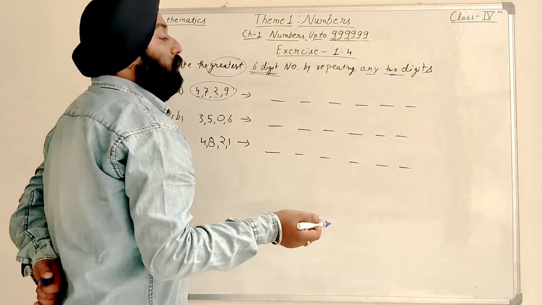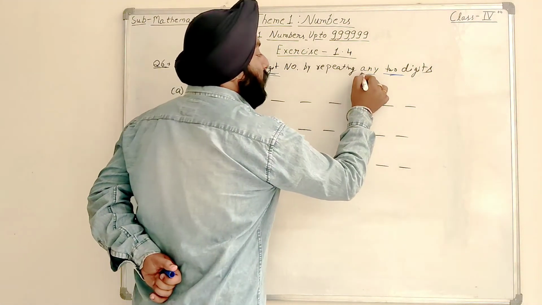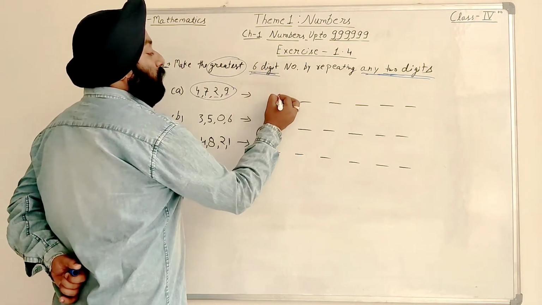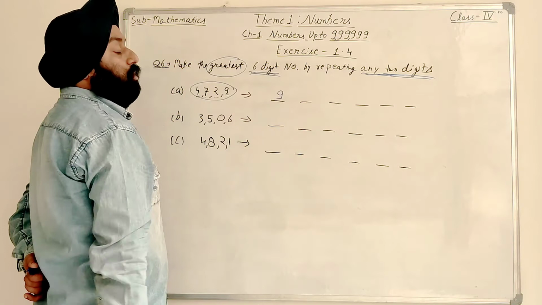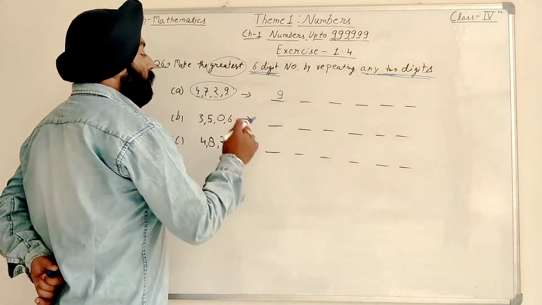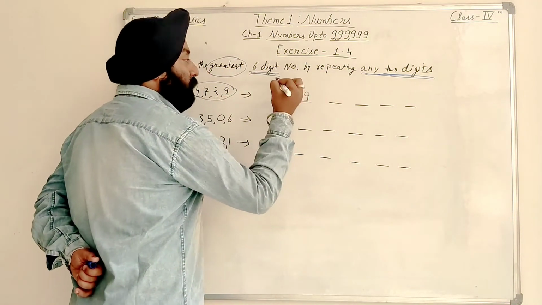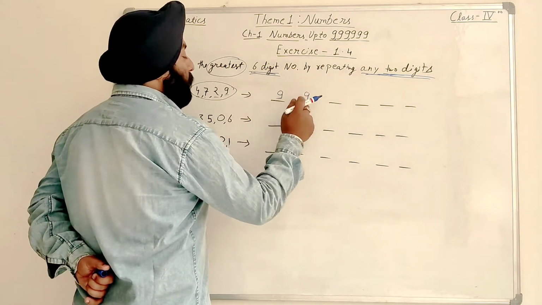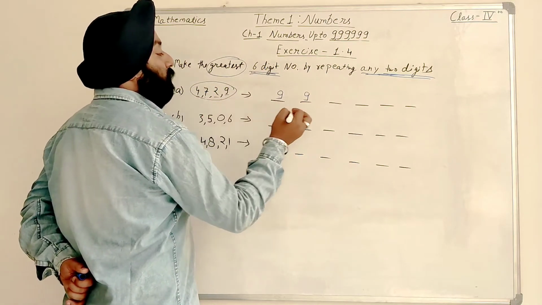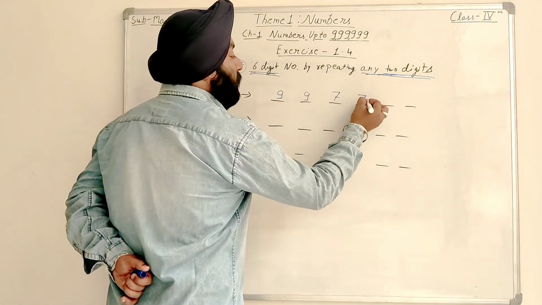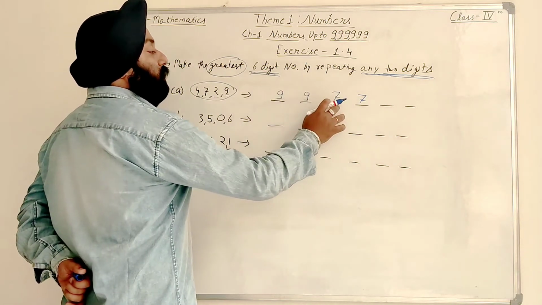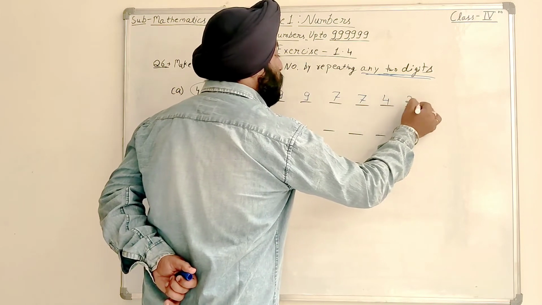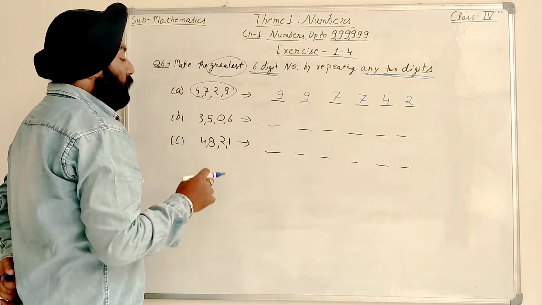So any 2 digits, we have to repeat the largest digit. The greatest digit, we repeat the 9 two times, and after that 7, we also repeat 7. We repeated the 2 digits. Afterwards 4 and afterwards 2. That's the answer.